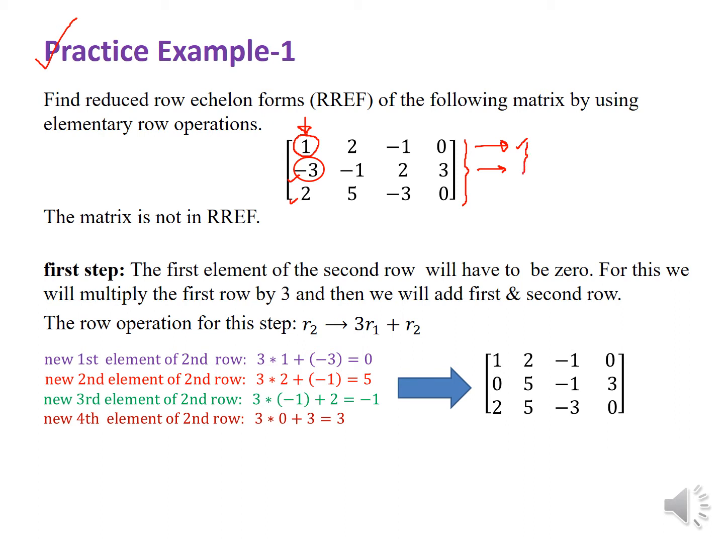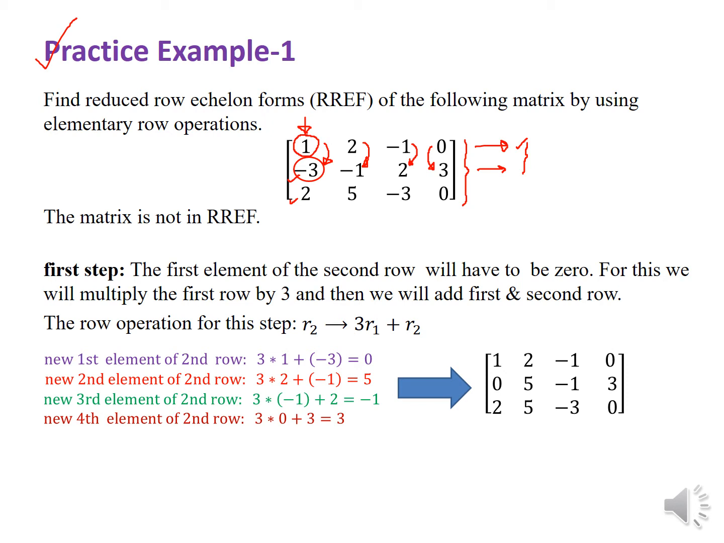We will calculate between corresponding elements of each row. That means we will calculate between the first elements of the first and second rows. We will calculate between the second elements of the first and second rows. We will calculate between the third elements of the first and second rows, and we will calculate between the fourth elements of the first and second rows. That means we will calculate between corresponding elements of each row.